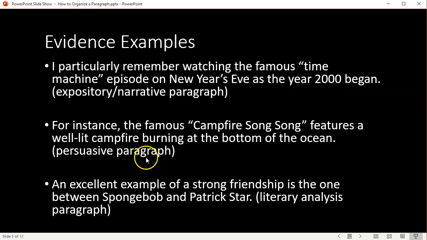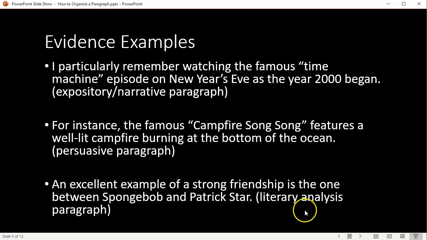Persuasion. Again, I'm trying to argue that no one should watch SpongeBob in this one. How can I prove that? For instance, the famous Campfire Song, C-A-M-P-F-I-R-E S-O-N-G song, features a well-lit campfire burning at the bottom of the ocean. Now notice here, I haven't explained why this is a problem yet, but I'm just using a specific piece of evidence, an actual moment from an episode of SpongeBob. I'm going to explain in my commentary why that shows a disregard for physics. I think you guys can see why, even based on that piece of evidence there.